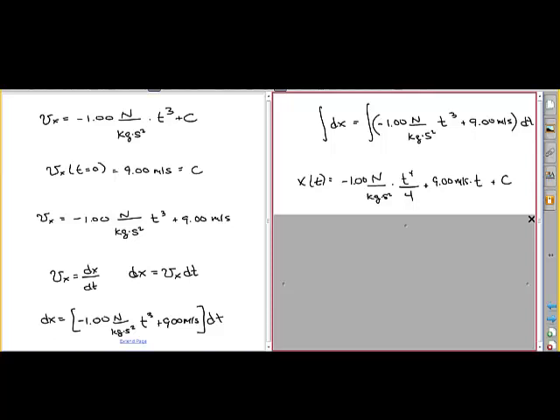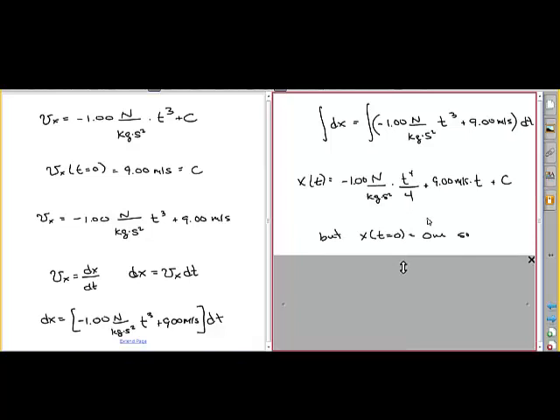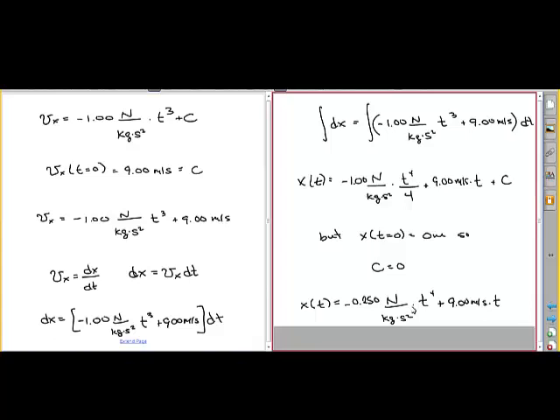In this case, the arbitrary constant is going to be 0 because the displacement at t equals 0 is x equals 0. So since we have this initial condition, instead of before, when we had the initial condition for the velocity of 9 meters per second, in this case this c is 0. And so we get a particular solution.